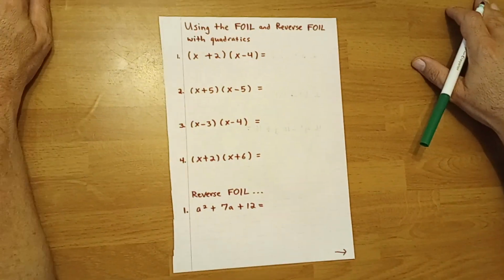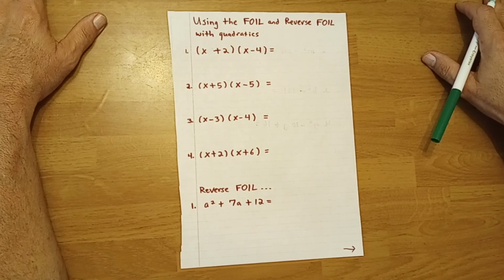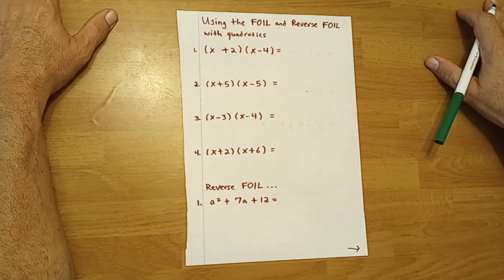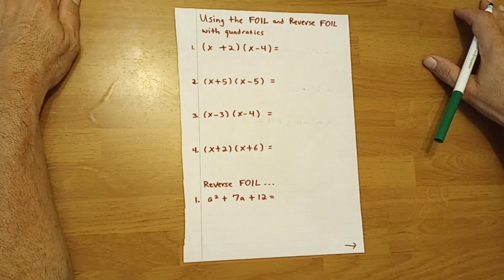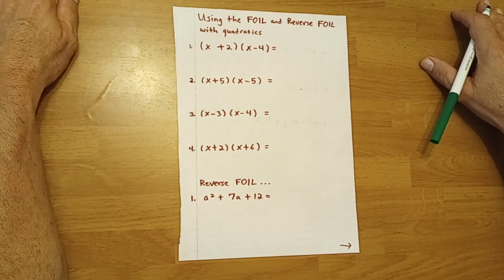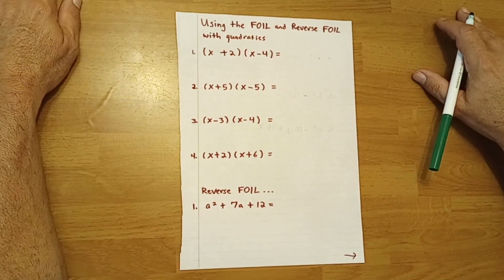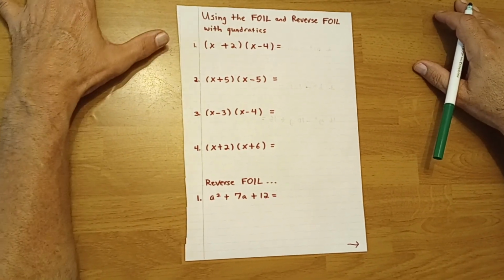Hello, Dr. Bill here. Today we're going to look at using the so-called FOIL and reverse FOIL methods with quadratics. These are absolutely essential skills for Algebra 1, used frequently on both the ACT and the SAT. So let's see how to do this.